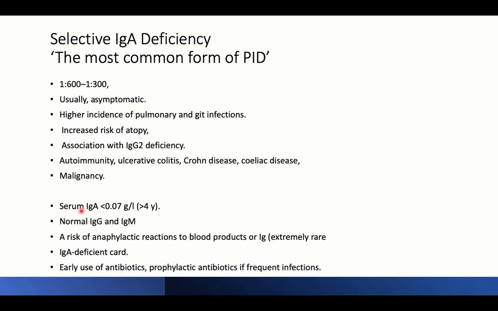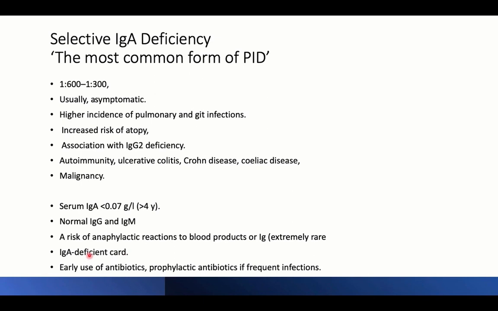So the diagnostic test will be low levels of IgA, but after 4 years of age, very important. If you screen for IgA before 4 years, you will normally find it low, maybe. So after 4 years, with this low IgA level, diagnose selective IgA deficiency with normal other immunoglobulin levels, very important. The clinical significance here may be that this child may have risk for anaphylactic reaction to blood products or immunoglobulins that contain IgA. But this is extremely rare.